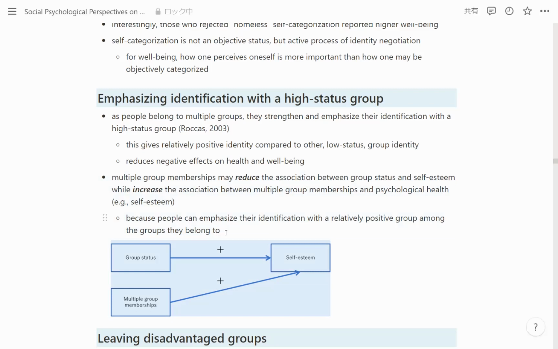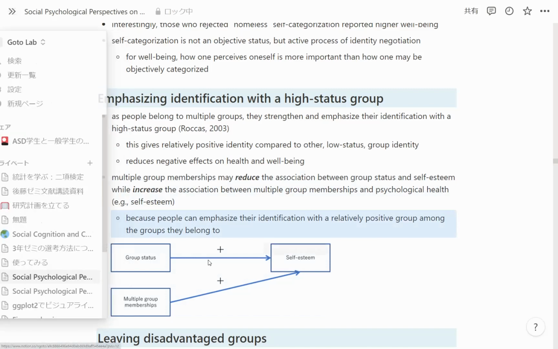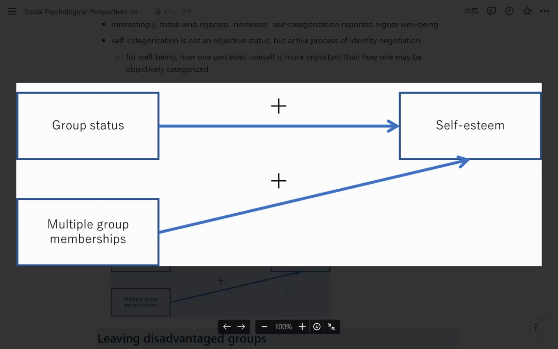So as we have seen, group status is positively related to self-esteem, indirectly through group identification. Okay, so it means that higher group status should lead to higher self-esteem through high in-group identification. So this means that if they belong to a lower status group, then they will experience lower self-esteem.